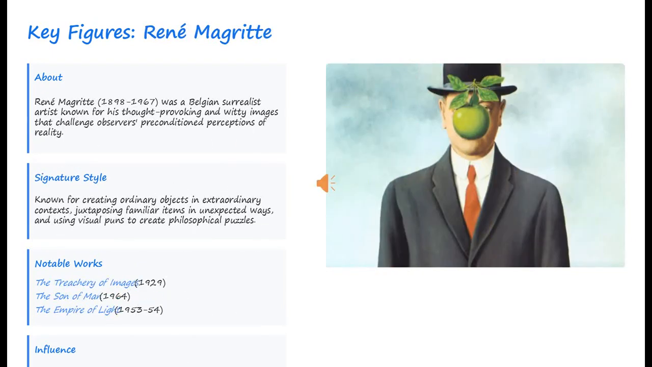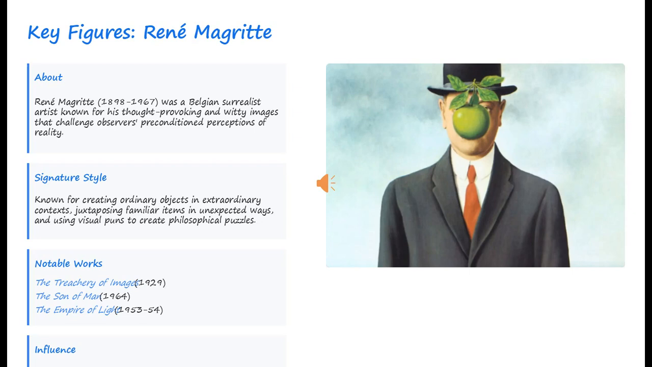René Magritte, who lived from 1898 to 1967, was a Belgian surrealist artist celebrated for his thought-provoking and witty images that challenge observers' preconditioned perceptions of reality. His signature style involved creating ordinary objects in extraordinary contexts, juxtaposing familiar items in unexpected ways, and using visual puns to create philosophical puzzles. His most famous works include The Treachery of Images from 1929, The Son of Man from 1964, and The Empire of Light from 1953 to 1954.